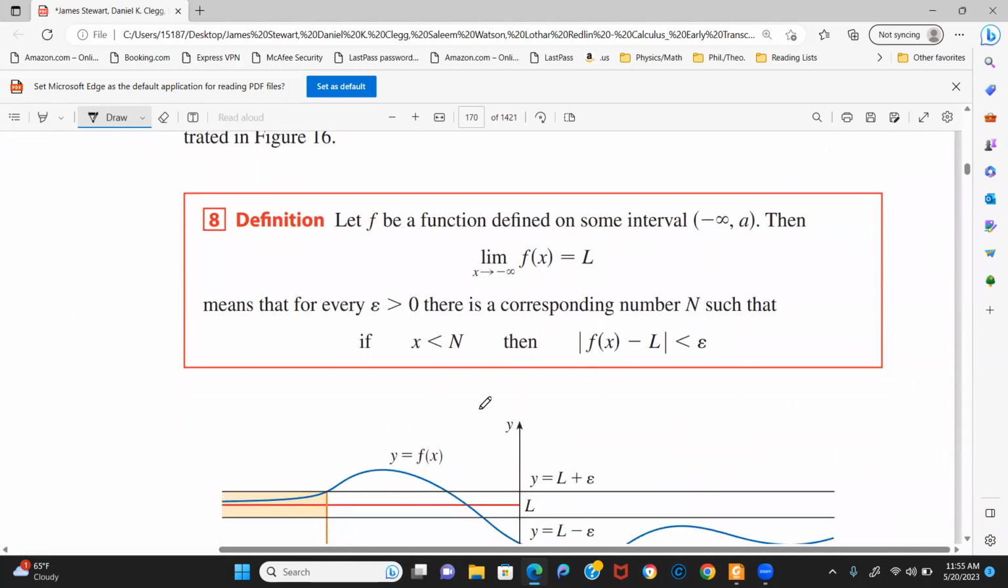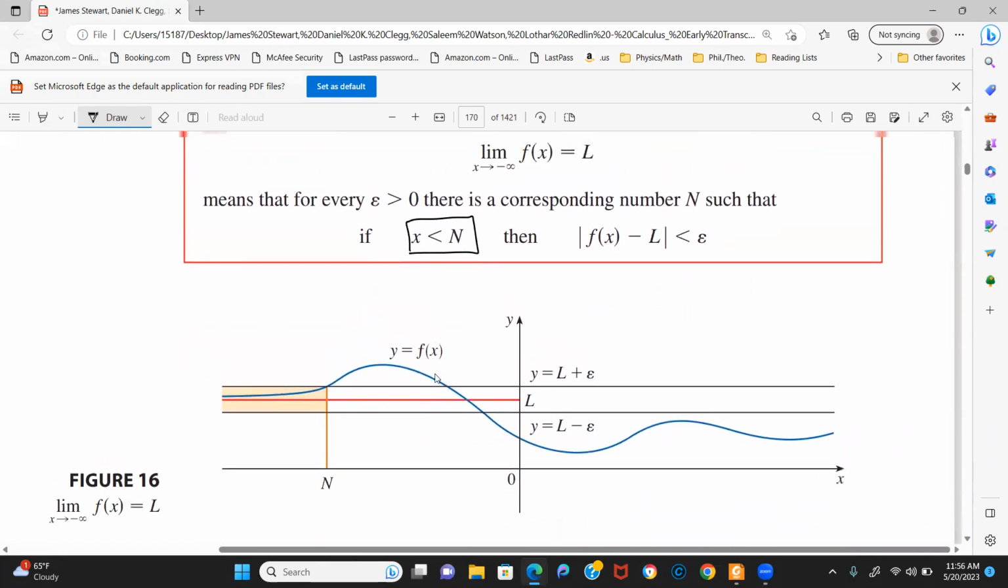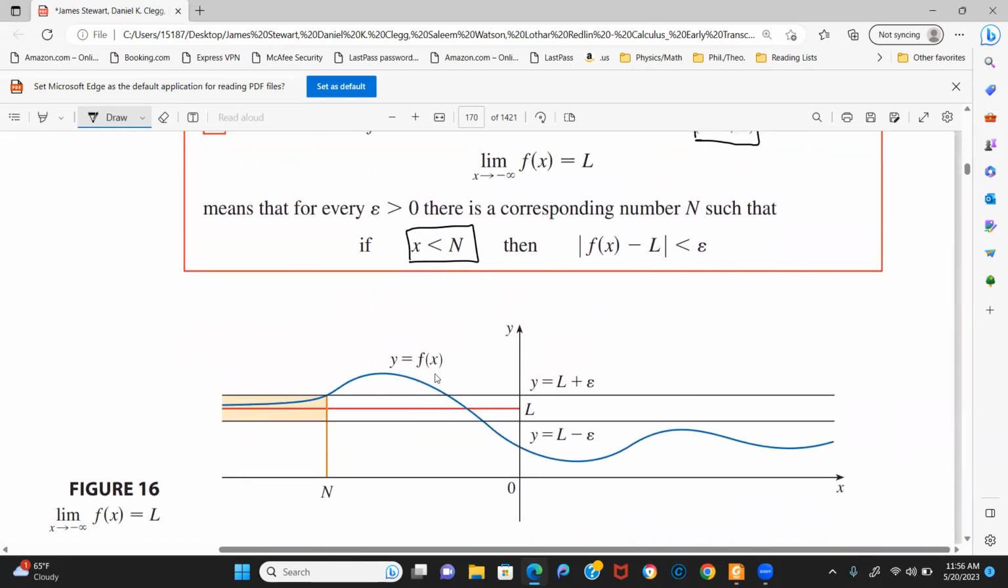You have basically the same definition for x goes to negative infinity. The only difference in this case is that you need to be on some interval of this form. So instead of a to infinity, it's going to be negative infinity to a. And this swaps right here because you want x to be smaller than n, because you want to go off to infinity. So in this case, there's a corresponding number n, and usually n is going to be a large negative number.